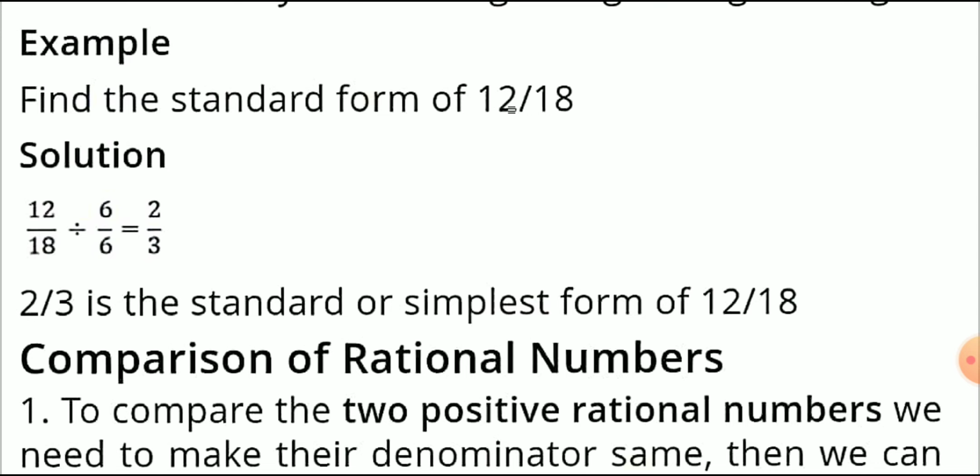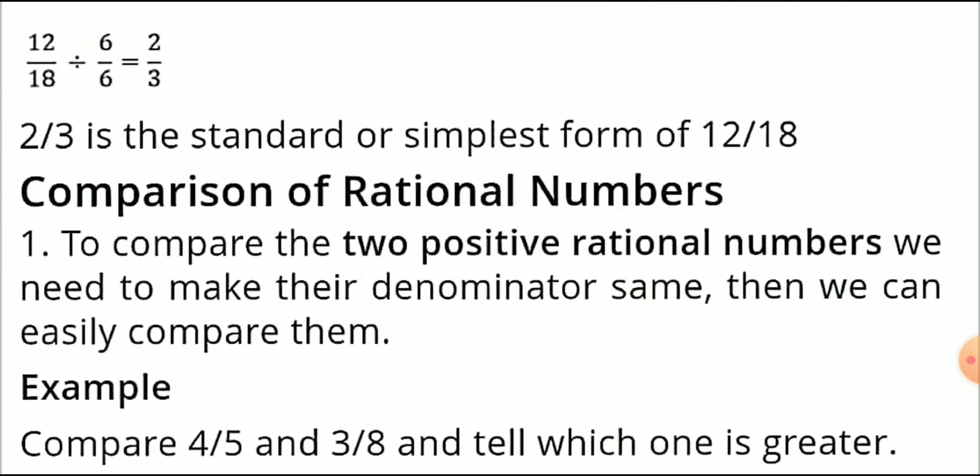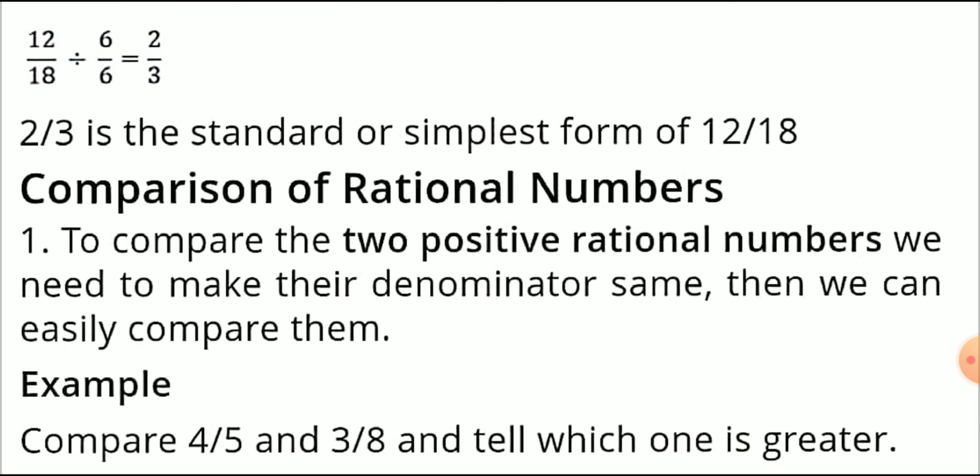Now the next thing is comparison of rational numbers. To compare two positive rational numbers, we need to make their denominators the same. Then we can easily compare them. Like fractions, here also we will do the same thing. To compare rational numbers, first you need to take the LCM and make their denominators the same.